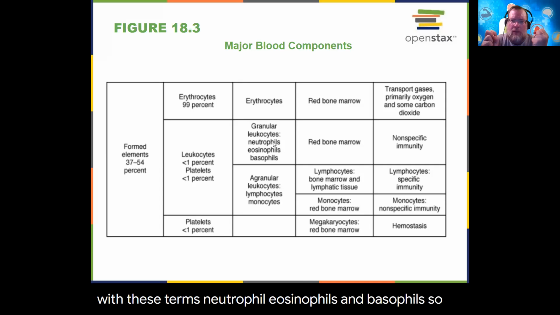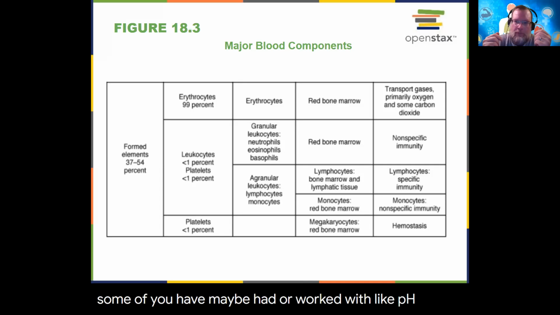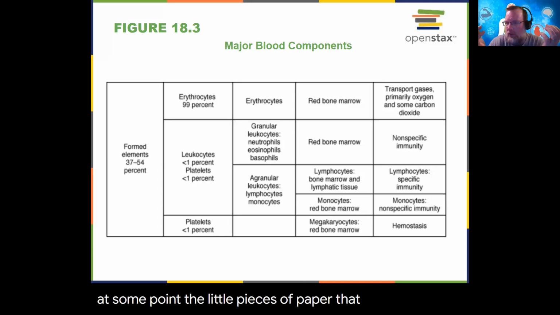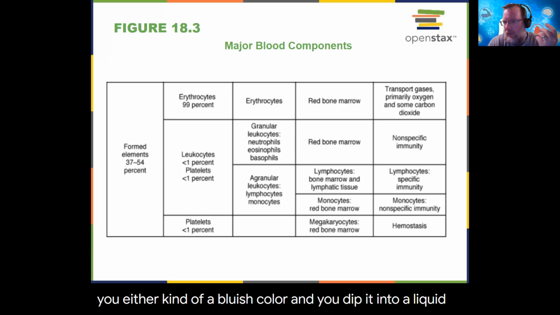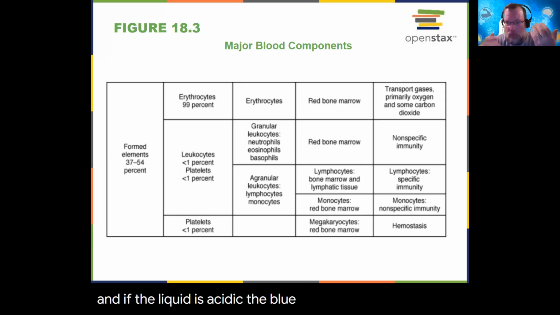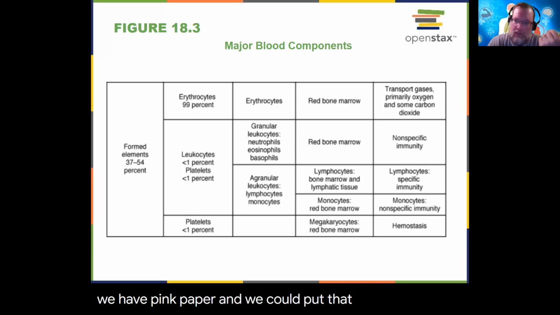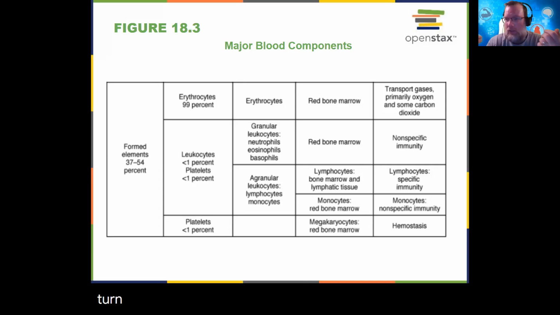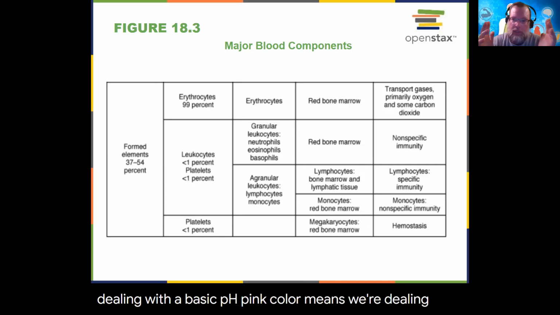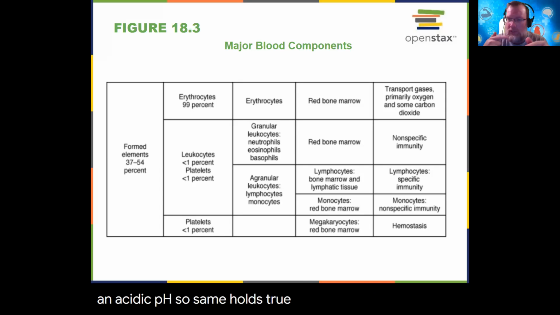Some of you have maybe worked with pH strips at some point, the little pieces of paper that turn color. They're kind of a bluish color, and you dip it into a liquid, and if the liquid is acidic, the blue paper will turn pink, right? We have pink paper. We could put that into something that's basic or neutral, or more basic, and it'll turn more of a blue. So blue color generally implies that we're dealing with a basic pH. Pink color means we're dealing with an acidic pH. The same holds true with staining of cells.